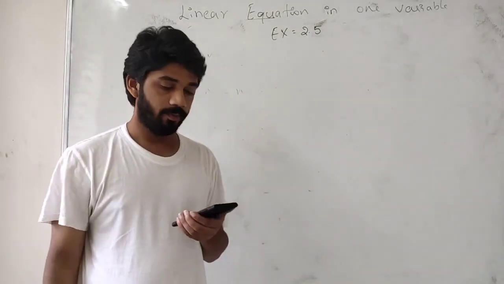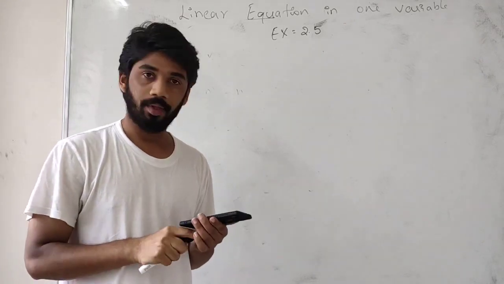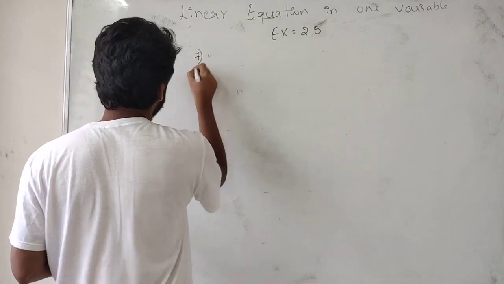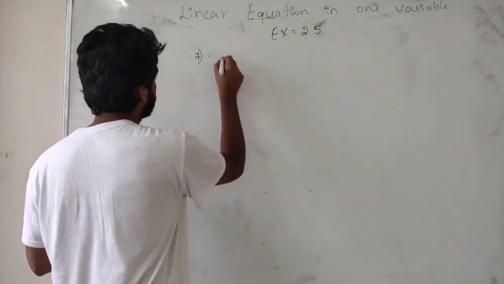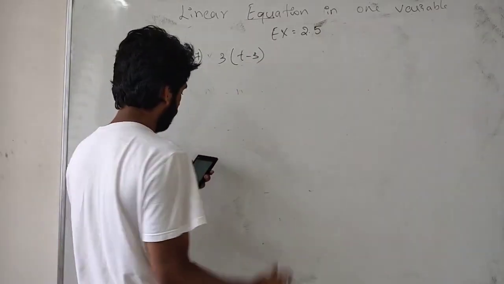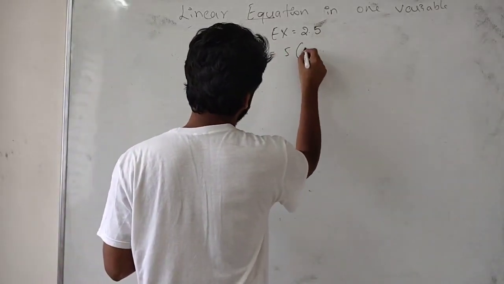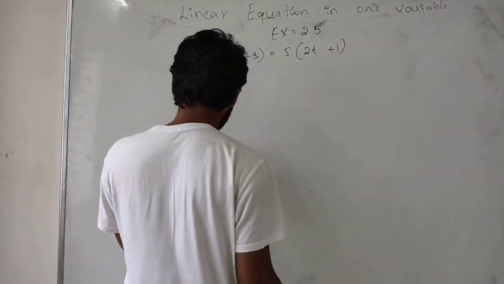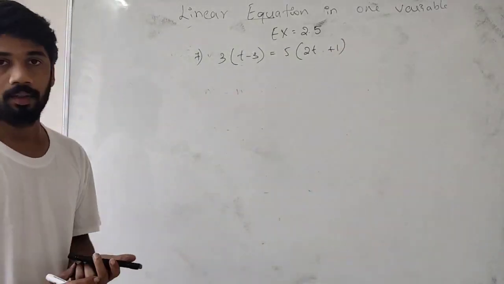So 7th problem: simplify and solve the linear equation. 7th one, 3 into (t minus 3) is equal to 5 into (2t plus 1). We have to find the value of t.